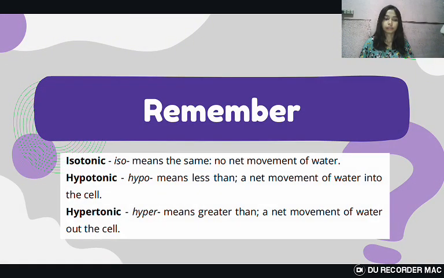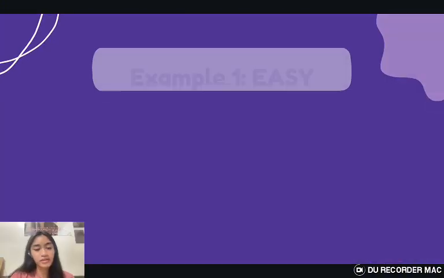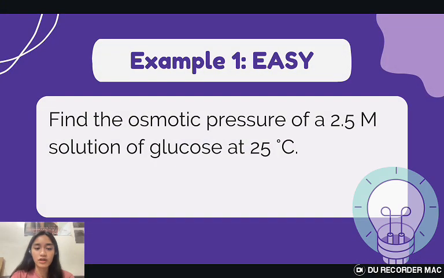Remember, isotonic: iso means the same, no net movement of water. Hypotonic: hypo means less than, a net movement of water into the cell. Hypertonic: hyper means greater than, a net movement of water out of the cell. Now let's try solving the osmotic pressure.